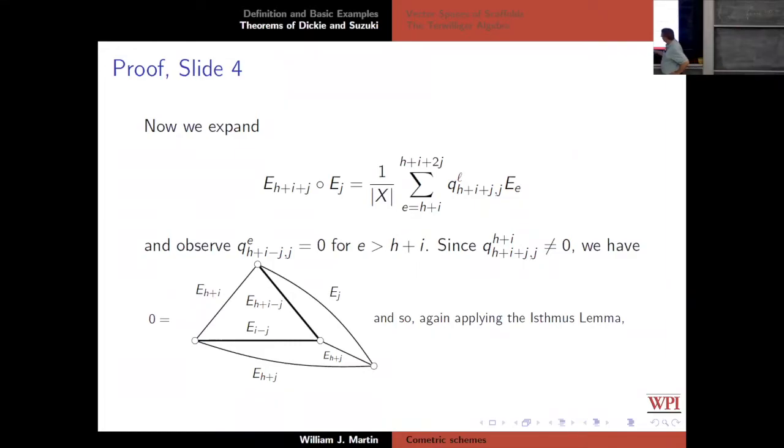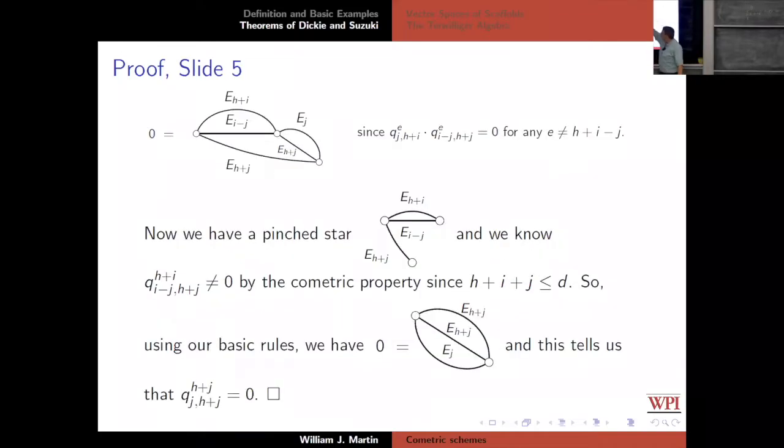So now we have to apply the isthmus lemma again, I think right here. So H plus I minus J, and this is H plus J, I minus J. That's this one right here. So that's the hypothesis we're using right there. So that's 0. So we can apply the isthmus lemma and collapse that one. Now we have this diagram as 0. These are all scalars now.